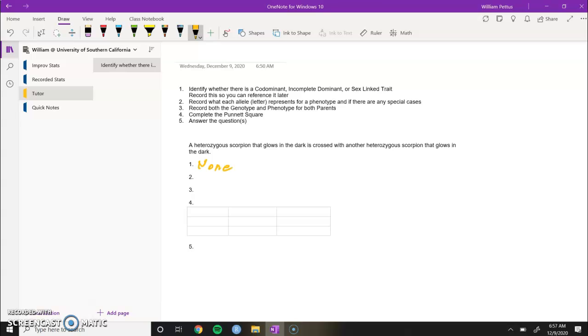Number 2 is record what each allele or letter represents for a phenotype and if there are any special cases. So we have a heterozygous scorpion that glows in the dark. I'm just going to say that G stands for glow in the dark. I don't really have any information other than that, so I'm going to say that a little g does not.